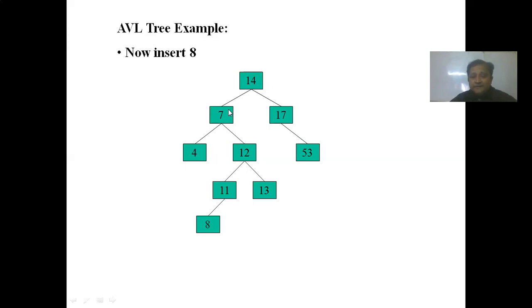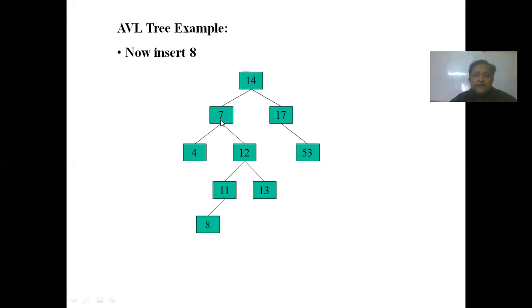How to balance it? Now, as we have seen, this is a right-left imbalance: 7, 12, and 11. So we have the right-left imbalance. So first of all, we have to check it.